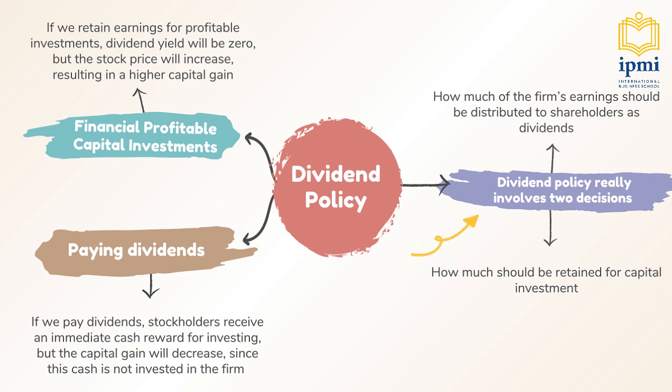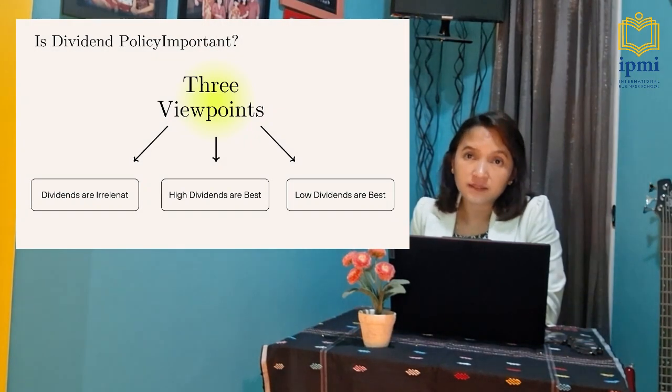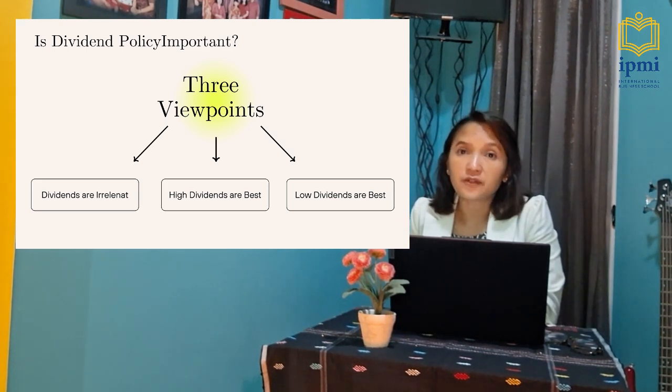Dividend policy really involves two decisions. How much of the firm's earnings should be distributed to shareholders as dividends? How much should be retained for capital investment? Is dividend policy important? There are three viewpoints: dividends are irrelevant, high dividends are best, low dividends are best.